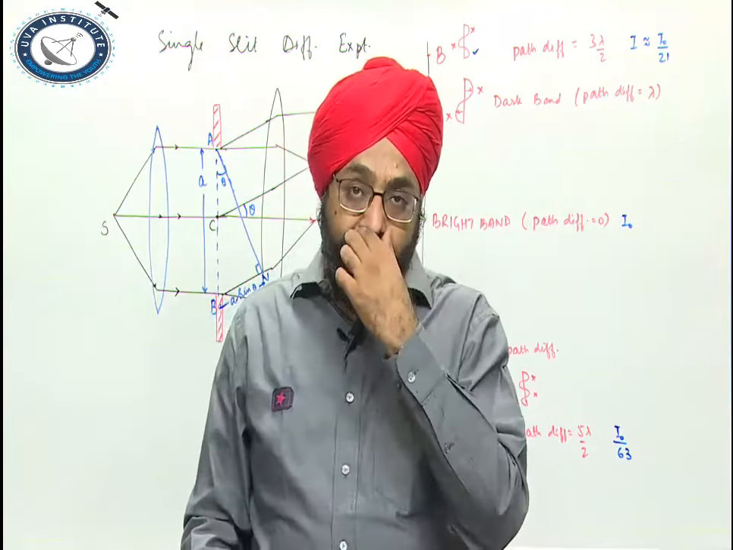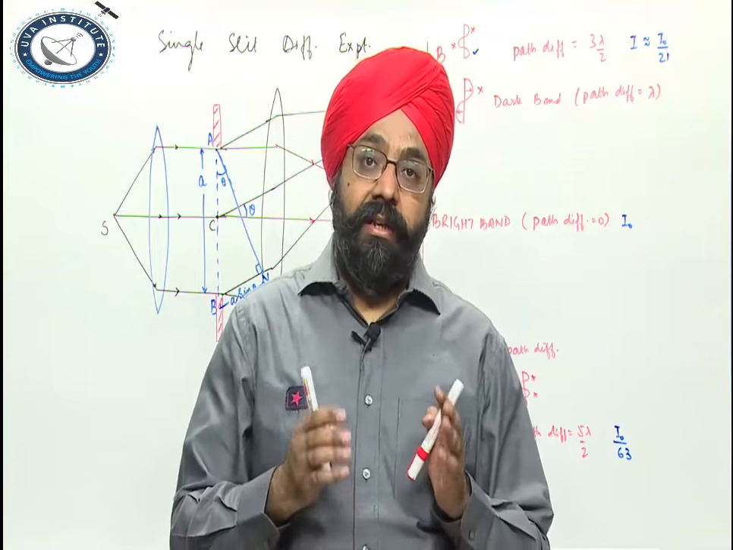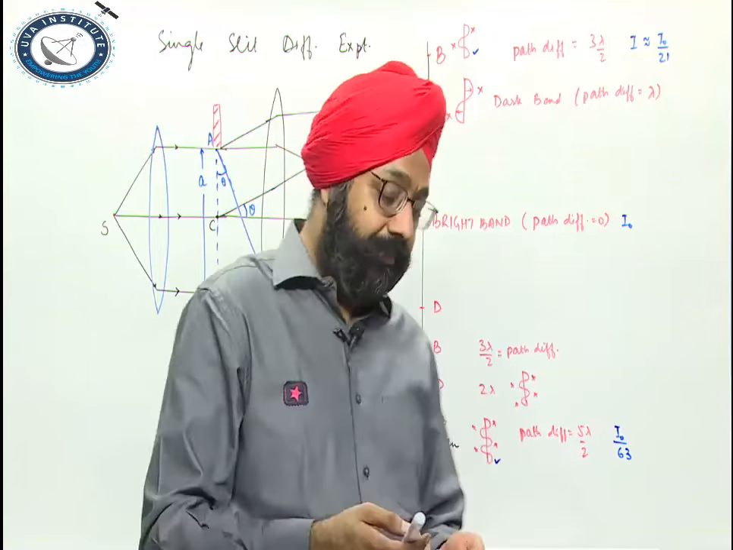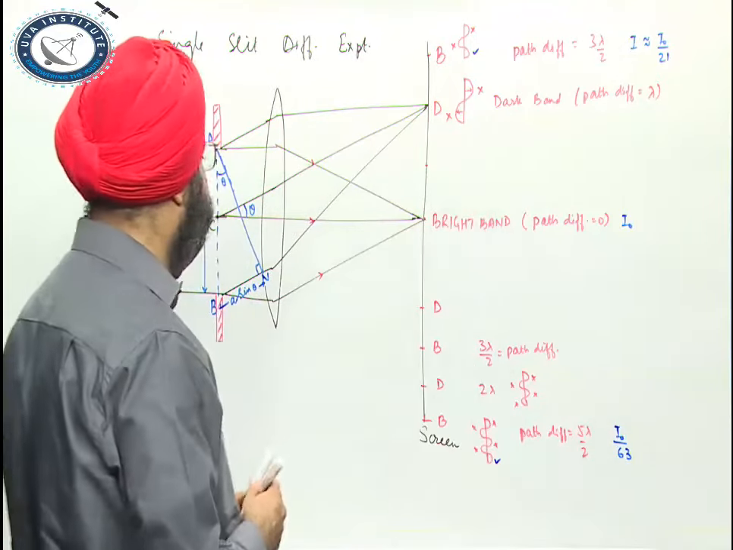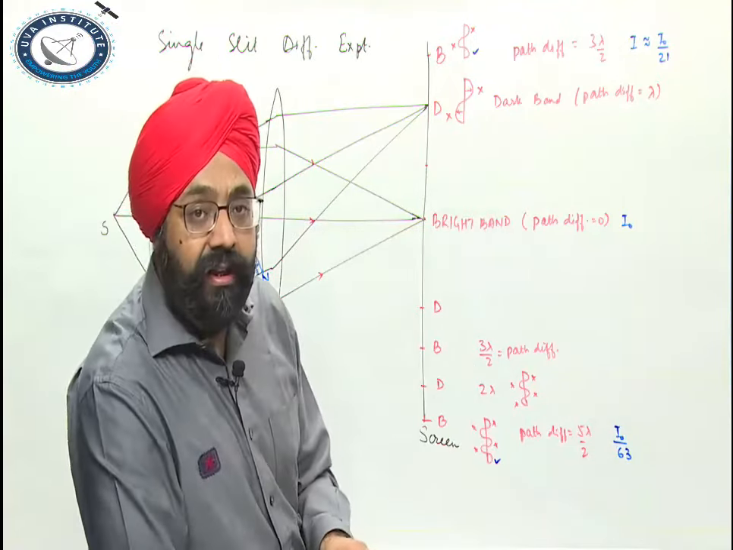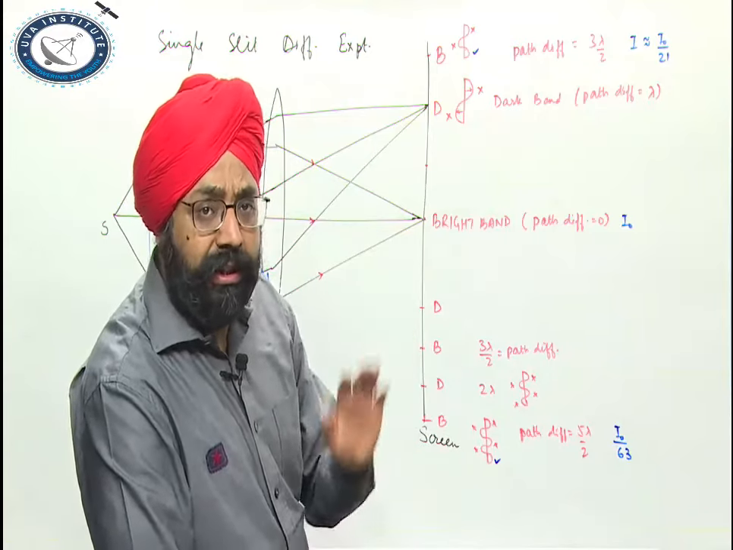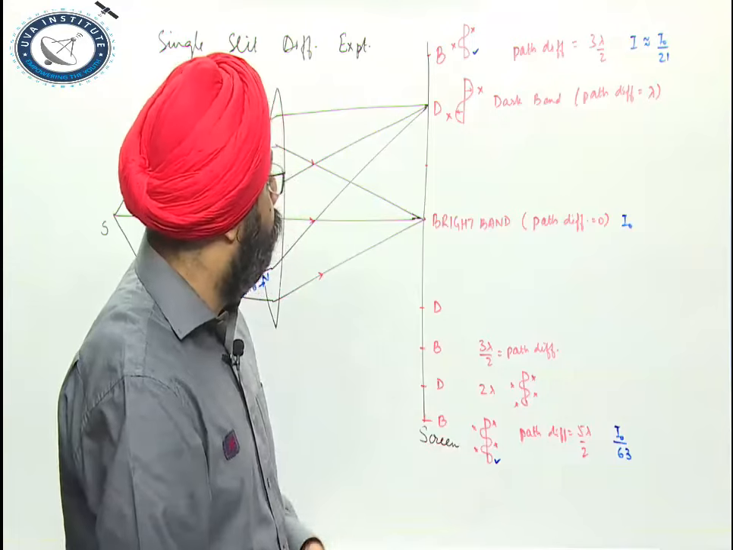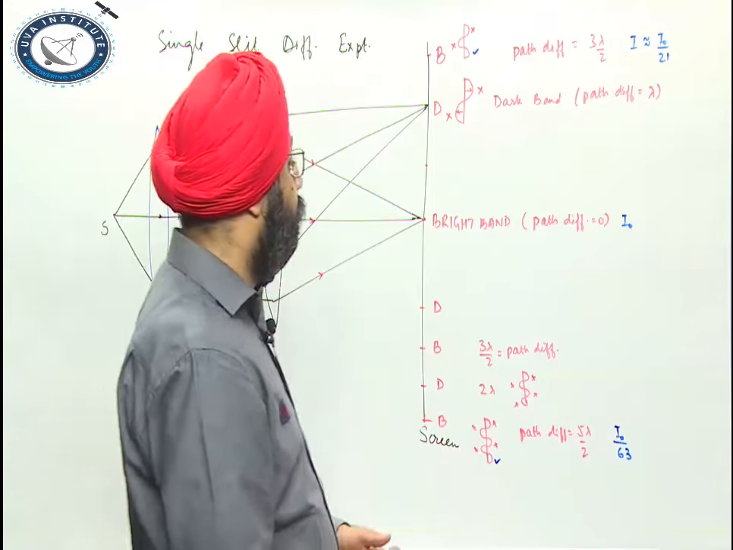So as you are moving away from the center of the screen, the intensity decreases gradually. After this point, there is very little chance of the pattern being seen, because the intensity decreases to I naught by 121, then I naught by 365, and so on. These intensities are very low, and they are not generally visible to us.